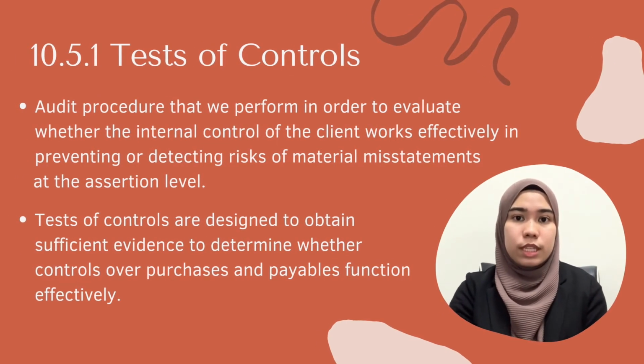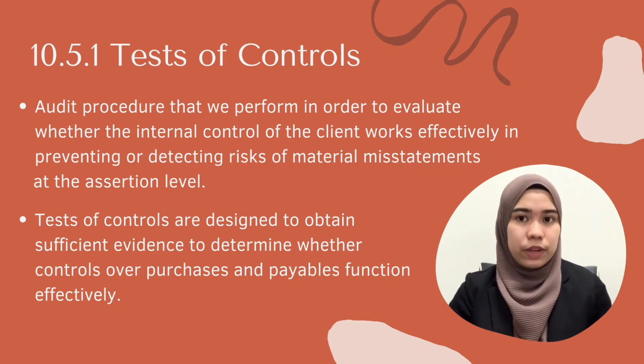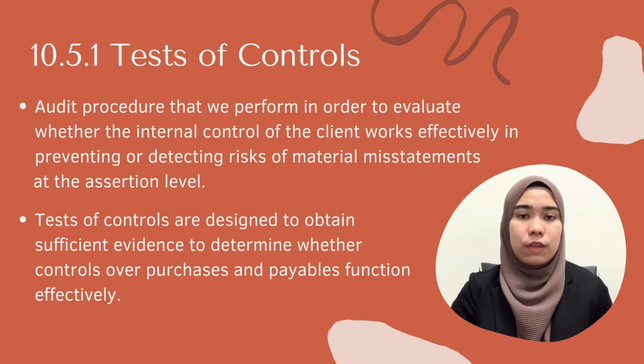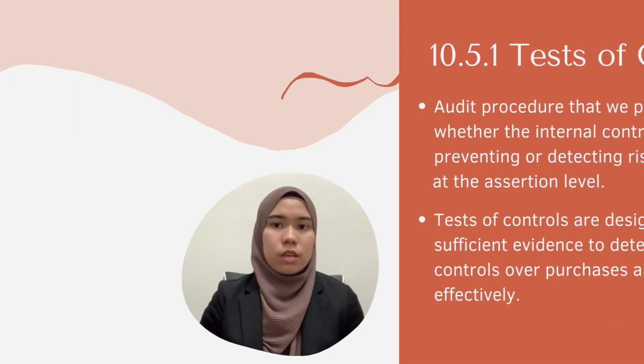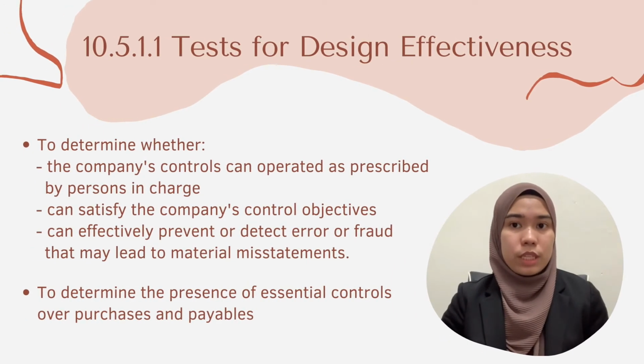It is the audit procedure that the auditor performs in order to evaluate whether the internal controls of the client work effectively in preventing or detecting risk of material misstatement at the assertion level. Next, the auditor performs test of control to obtain sufficient evidence to determine whether the controls over purchases and payables function effectively. The assessment for test of control involves two tests, which are tests for design effectiveness and tests for operating effectiveness.